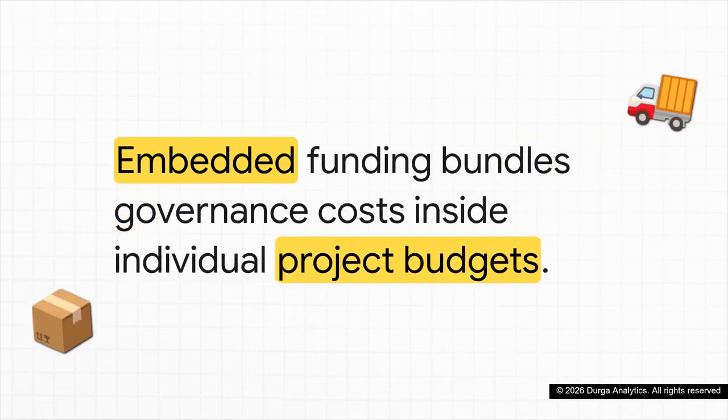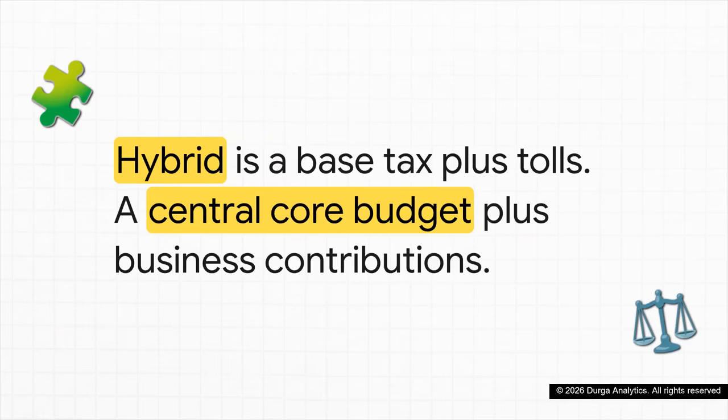Third, we've got project-embedded funding. Imagine bundling the cost of maintaining the road directly into the budget of each individual delivery van. Governance costs just sort of ride inside individual project budgets. You see this a lot in highly project-driven organizations. But the fatal flaw here? The exact second those projects get cut or delayed, your governance funding gets dropped instantly. Poof, gone.